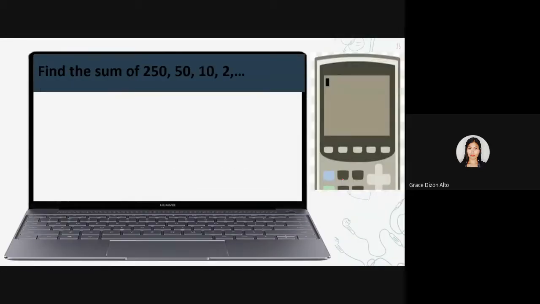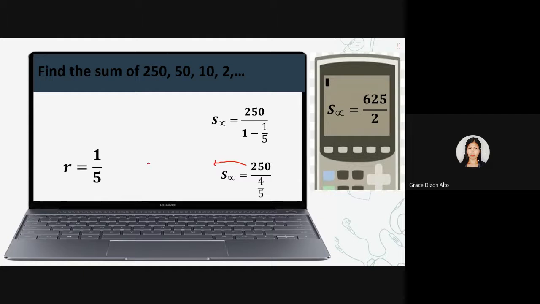Next example, find the sum of 250, 50, 10, and 2. So again, first things first, common ratio. We have to get here for the smaller numbers, 2 over 10 is 1/5 as our common ratio. So since it's less than 1, we can proceed to solving. So 250 is our first term over 1 minus 1/5. So the answer for 1 minus 1/5 is 4/5. So we will have to multiply it. We get 250. We will have to simplify this.